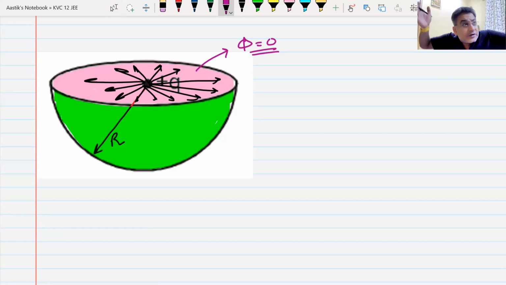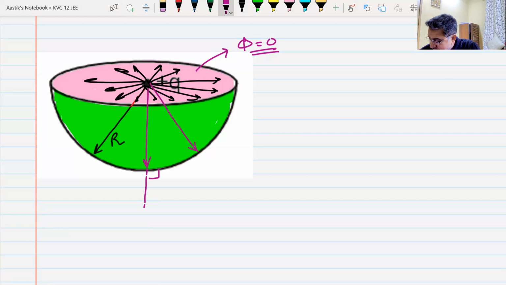Now comes the curved part. The good part about the curved part is that this point charge q is equidistant from all these points. Yes or no? And if I draw any electric field line, it will go perpendicular to the surface, and that is what I wanted to make you understand. It's a very peculiar diagram. Do we understand this?